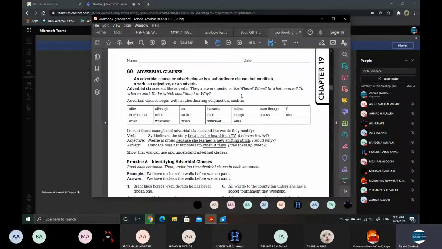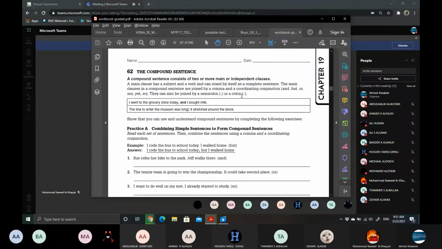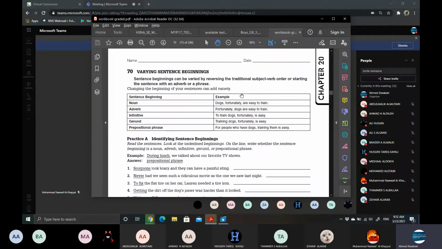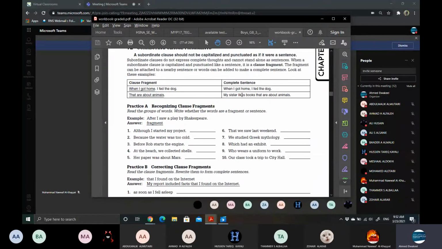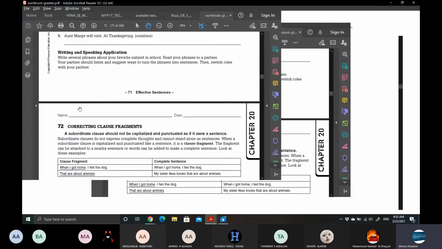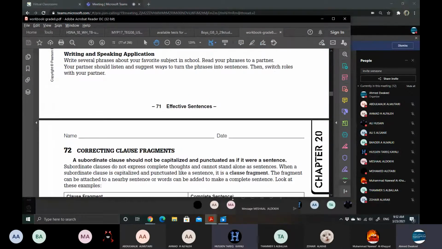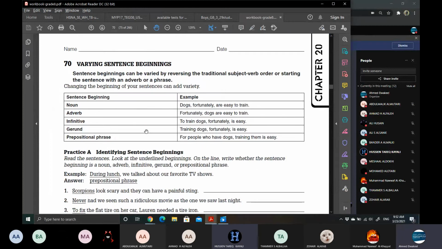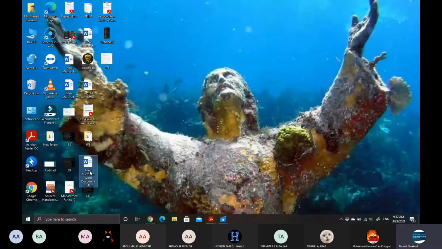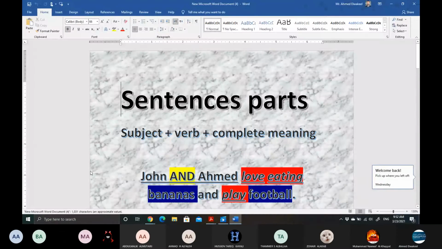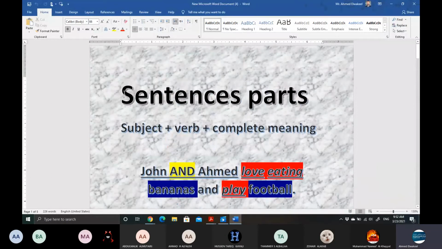Last session, we stopped at page 61. What was the last page we told you? Can you check, please, quickly? Sixty-nine. We will start with 70. Grammar: sentence beginning.